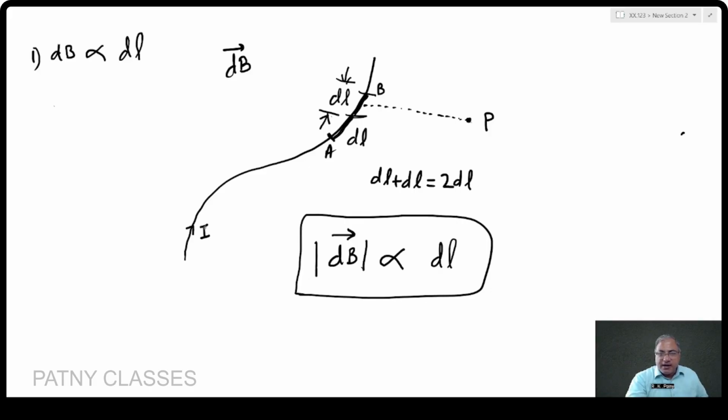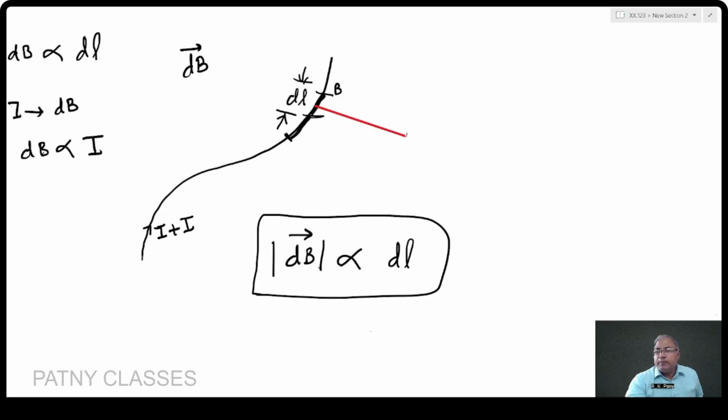Now, the second thing is current. If I increase the value of the current, here the current is I, what happens to the magnetic induction dB? Suppose I double the current here, will the magnetic induction increase? Yes. As the value of the current increases, the value of magnetic induction also increases. So the second factor is that dB is directly proportional to the magnitude of the current.